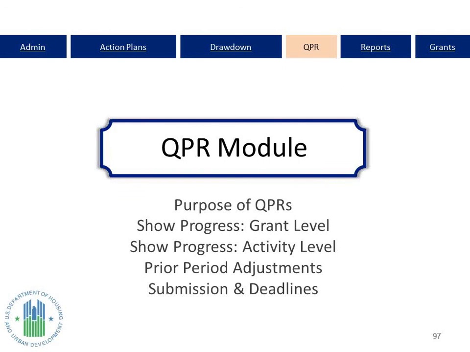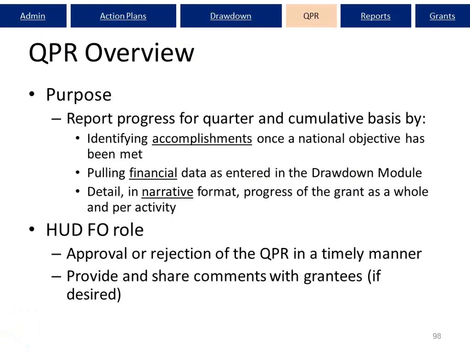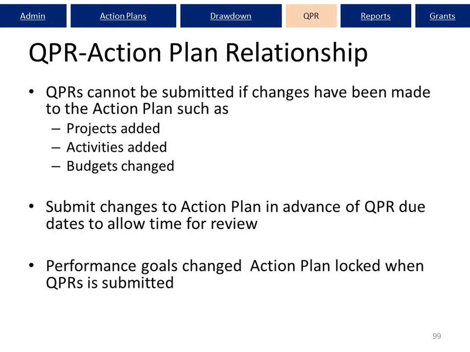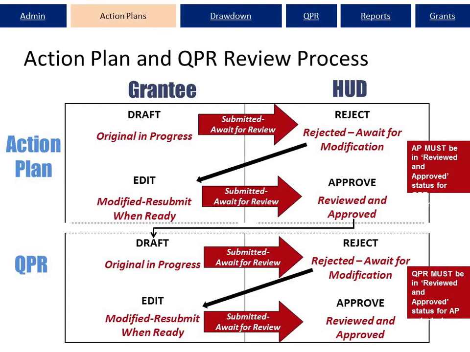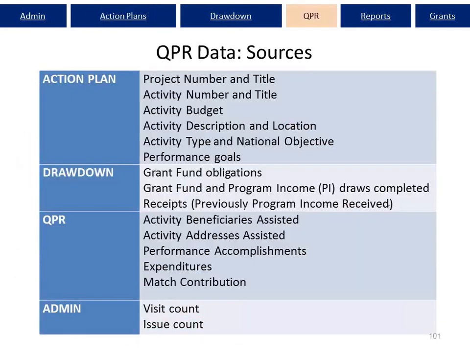So QPR module, we don't have a whole lot of data now that's actually being edited in there. You're reporting accomplishments, progress. DRGR is taking a snapshot of financial data. The field office role is basically approving and rejecting. Again, you can't edit the QPR if the action plan's in. You can edit it, you can't submit it. And any kind of edits to the action plan end up getting locked. We're going to skip this slide because that's the same rules. This just talks about the data sources. You can see what comes from the action plan, what's a snapshot from the drawdown, and then what is actually being put in on the QPR side.